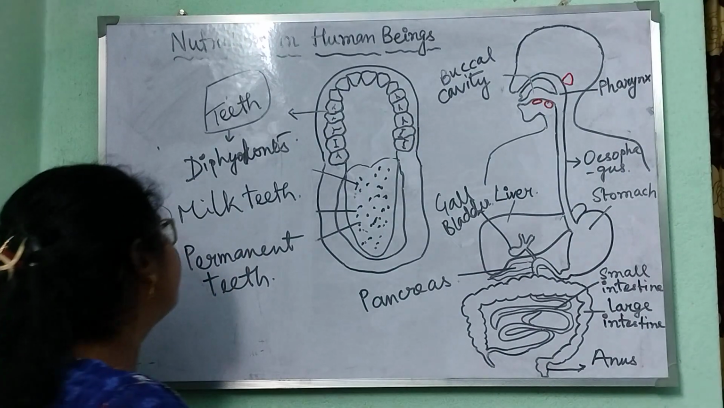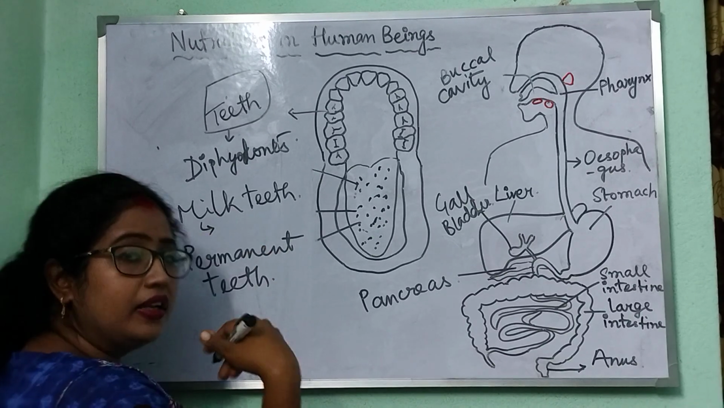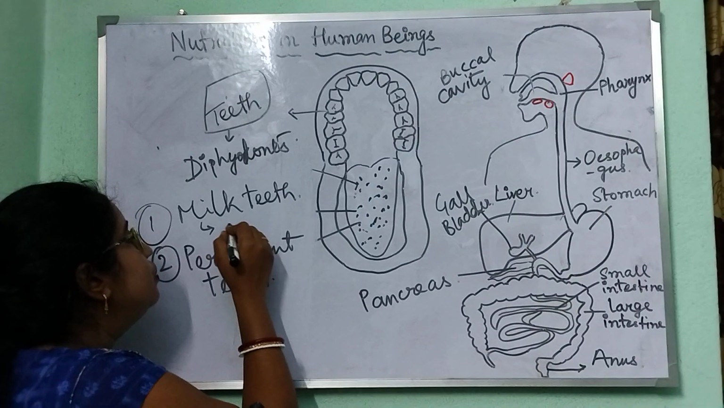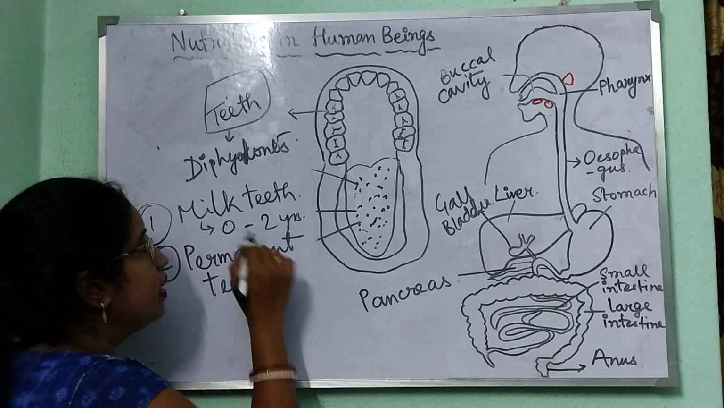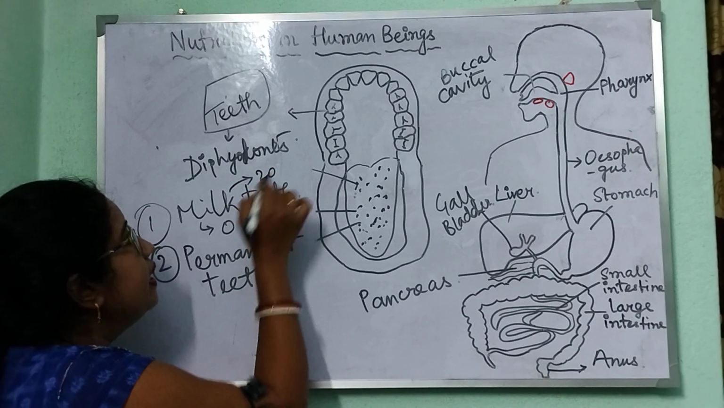Milk teeth, we have our milk teeth from the time of our gestation, from 0 to 2 years, and these milk teeth are 20 in number.